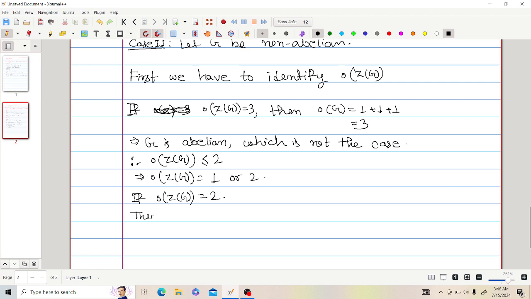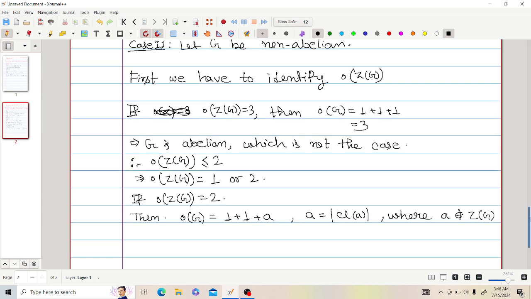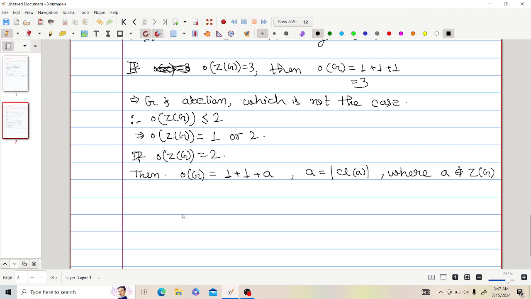Now if the order of Z(G) is equal to 2, then what is the class equation? The class equation of G is nothing but, since the order of Z(G) is 2, 1 plus 1 plus the class of some element a, where a does not belong to Z(G). Here we have only 3 conjugacy classes, so we write 1 plus 1 plus |cl(a)|. So this is equal to 2 plus |cl(a)|.